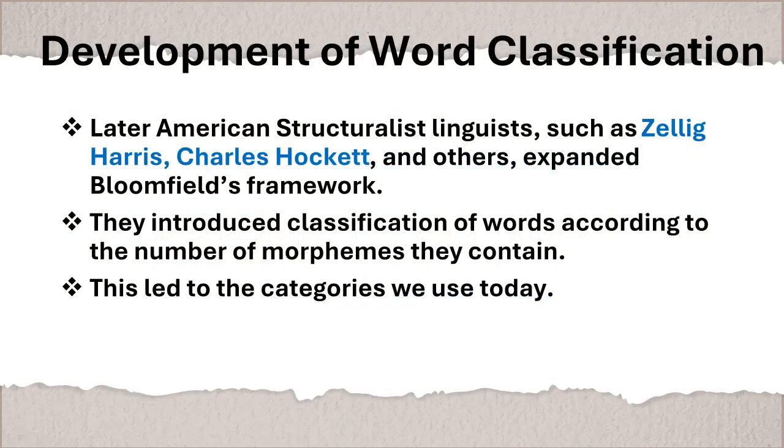Later on, American structuralist linguists like Zellig Harris and Charles Hockett and others built on his ideas and began classifying words by how many morphemes they contain. That's how we ended up with the familiar terms monomorphemic, bimorphemic, and polymorphemic. This led to the categories we use in morphology today.